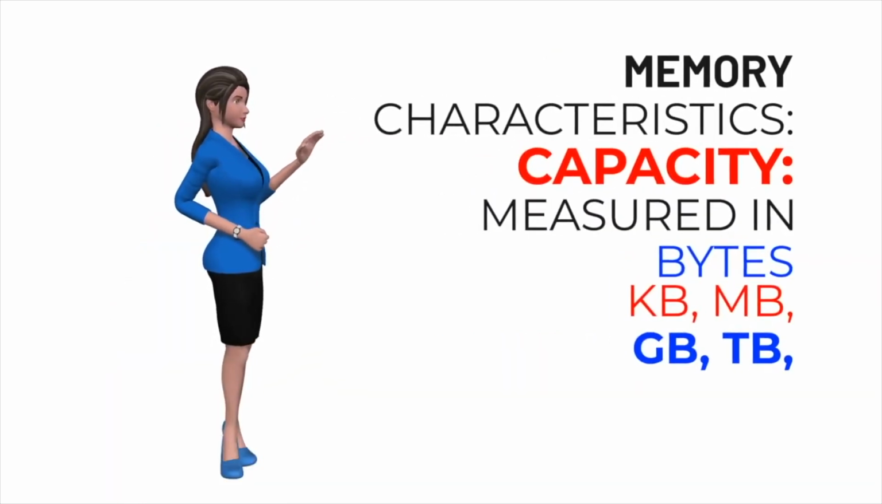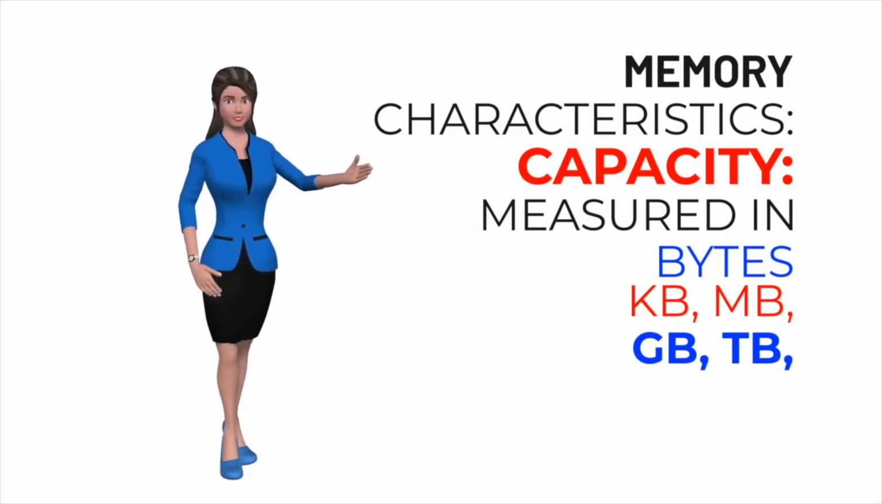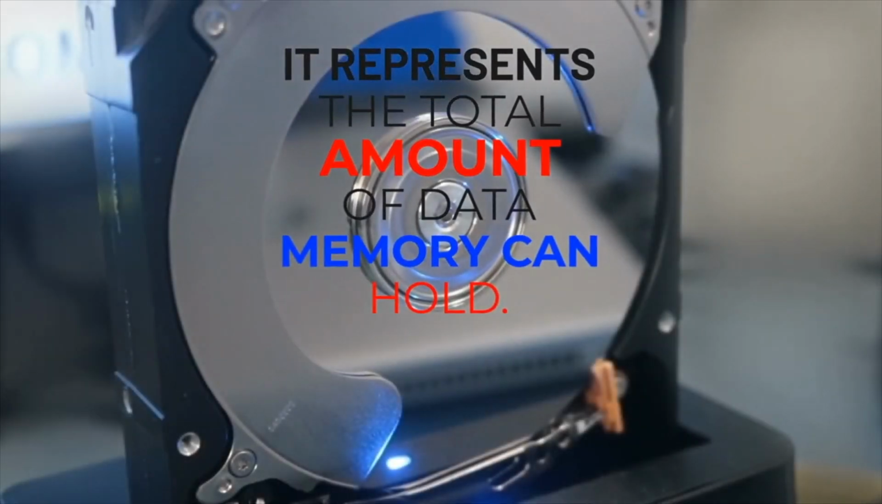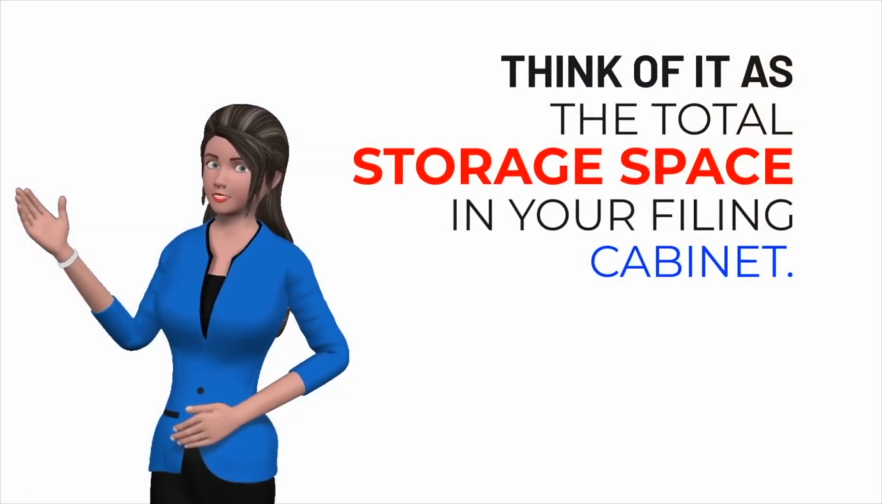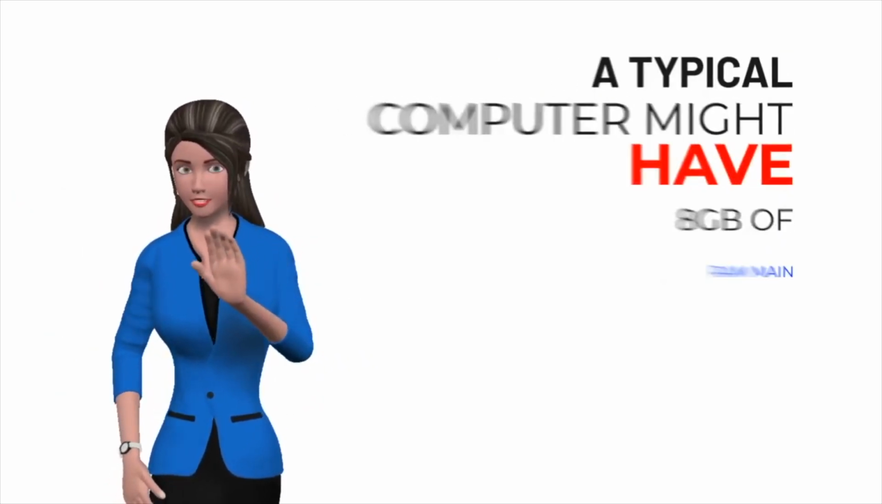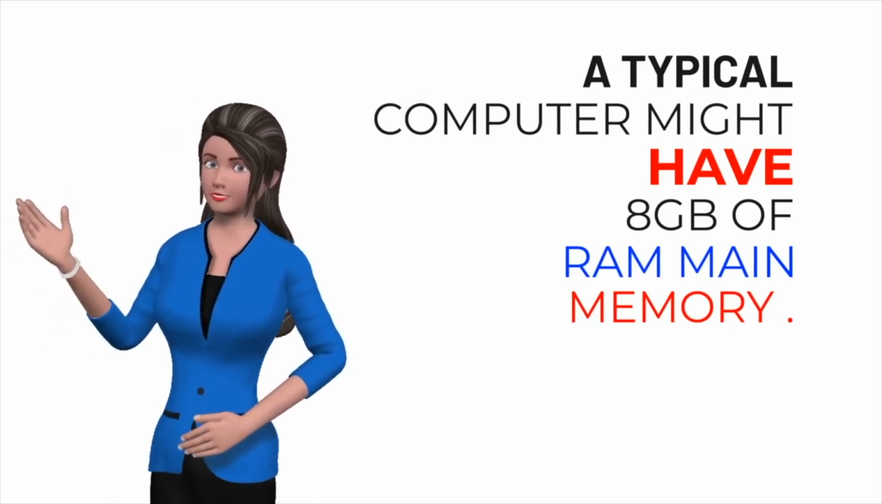Memory characteristics. Capacity, measured in bytes: KB, MB, GB, TB. It represents the total amount of data memory can hold. Think of it as the total storage space in your filing cabinet. A typical computer might have 8 GB of RAM, main memory.